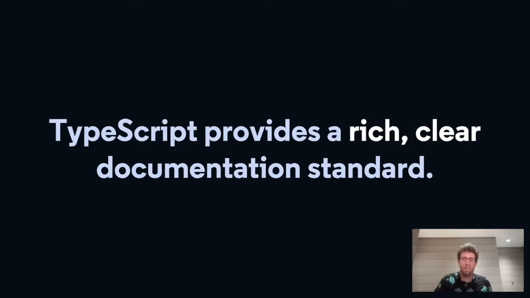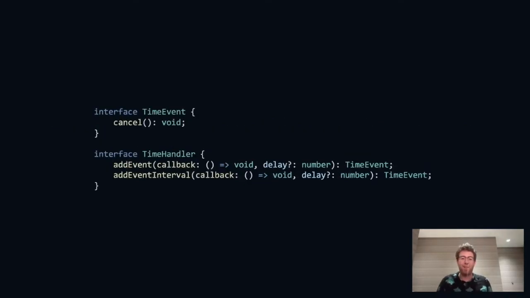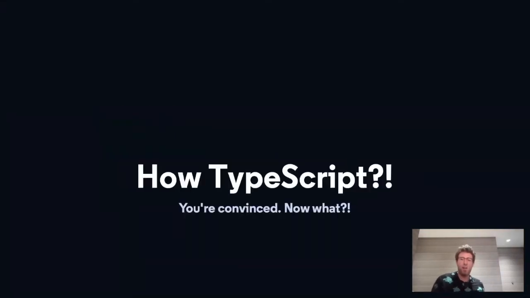But with TypeScript, you get something like this, where you can precisely define all the things that are allowed to be used. A time handler object or class instance has these two APIs that return this thing, and this thing has a cancel method on it. Beautiful, precise, usable, and enforceable. Thanks, TypeScript.